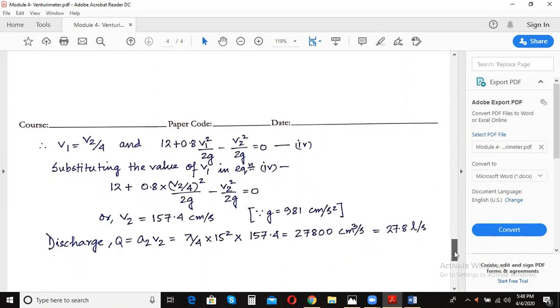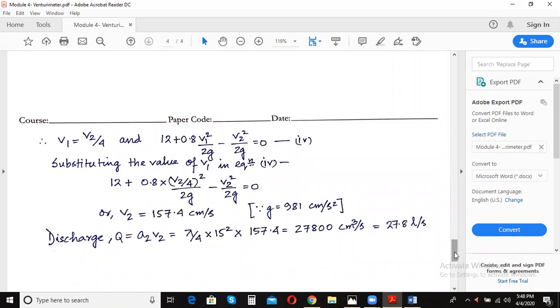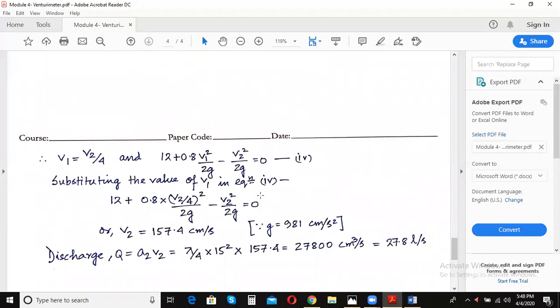As we know, the discharge through section 1 will also be equal to the discharge through section 2. Since we have already calculated V2, we can easily calculate the discharge now, which is equal to the area at section 2 into the velocity at section 2, which is equal to 27.8 liters per second. In the other way, if you plug the value of V2 in this expression, then we will have only one unknown, that is V1, and then if you calculate the discharge, which is equal to area at section 1 into velocity at section 1, the same value of discharge is going to come out.